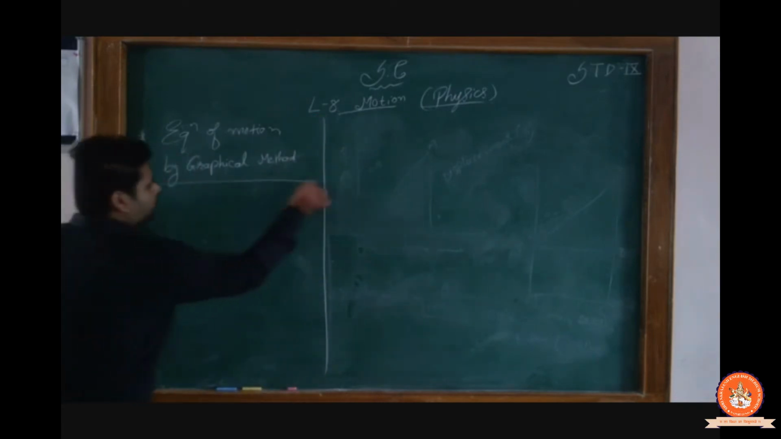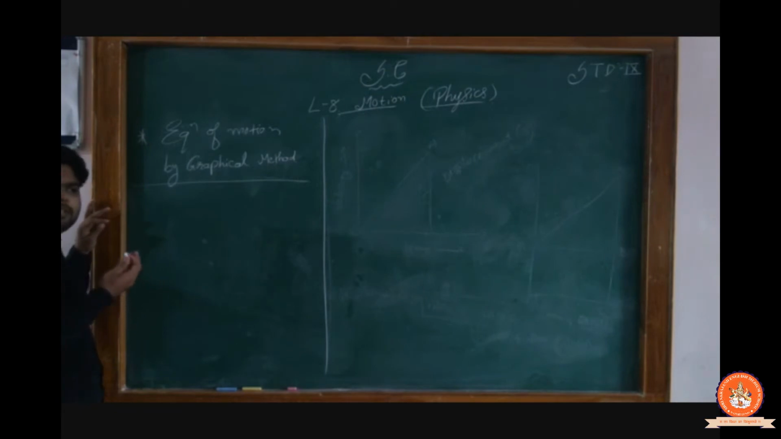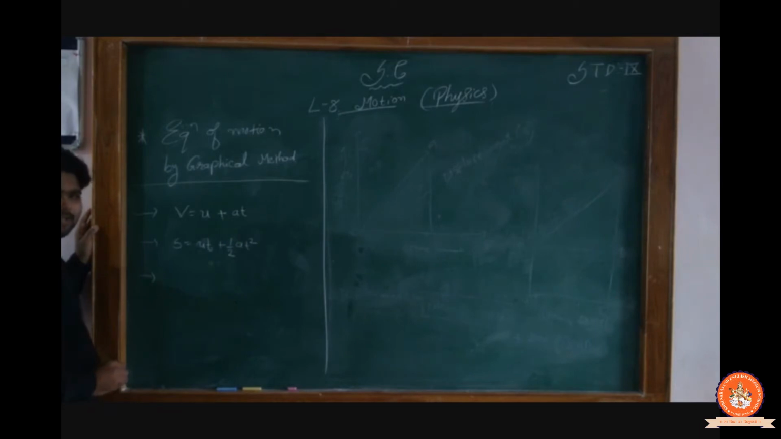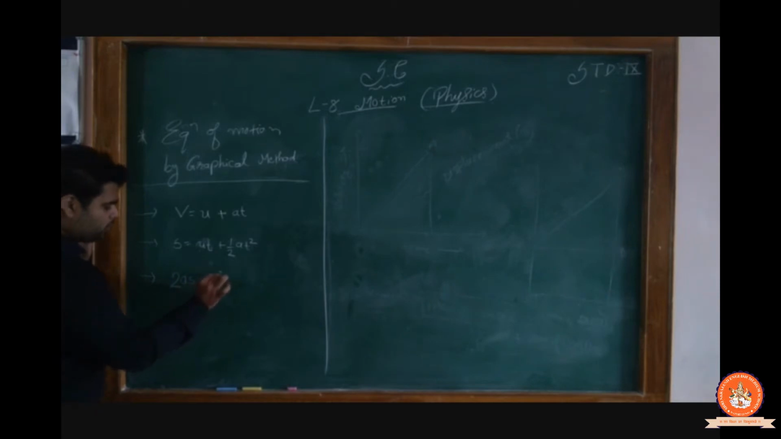First, let us know which equations there are. The first is v equals u plus at. The next equation is s equals ut plus 1/2 at square, and the last and final equation is 2as equals v square minus u square.